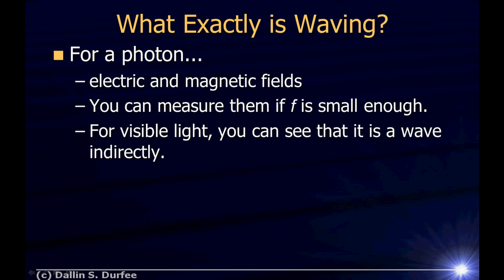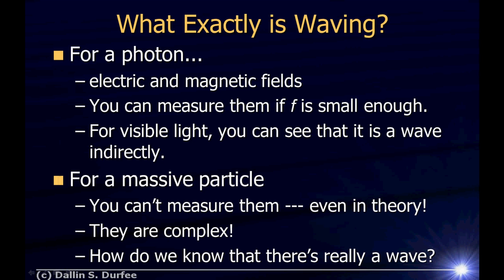All right, for visible light, it oscillates too fast for current technology to measure the wave oscillating directly, but we can see that it's a wave indirectly by looking at interference, right? But for massive particles like an electron or an apple pie, it turns out you can't measure the waves even in theory. We know these waves exist, but you cannot directly measure them.